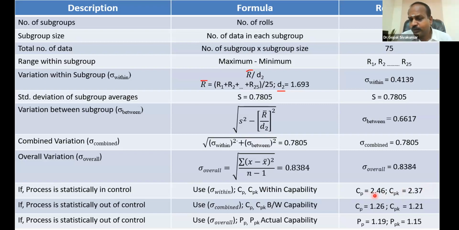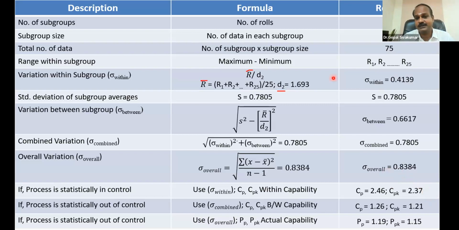So look here, both your CP and CPK are more than 1.67. I am asking a simple question. Is this process capable? Capable. Conditions are fulfilled. The industry norm is fulfilled. The requirement is 1.67. We are way ahead of it. Right? It is very, very clear.